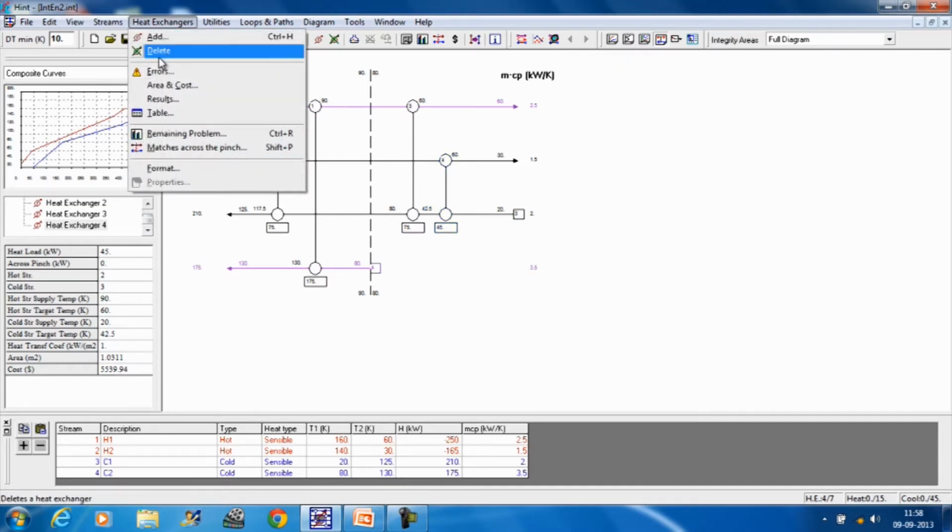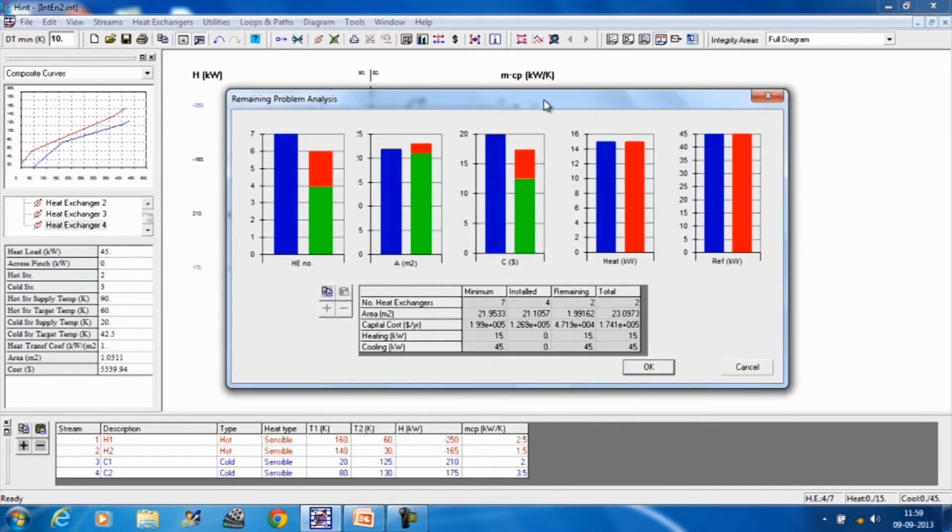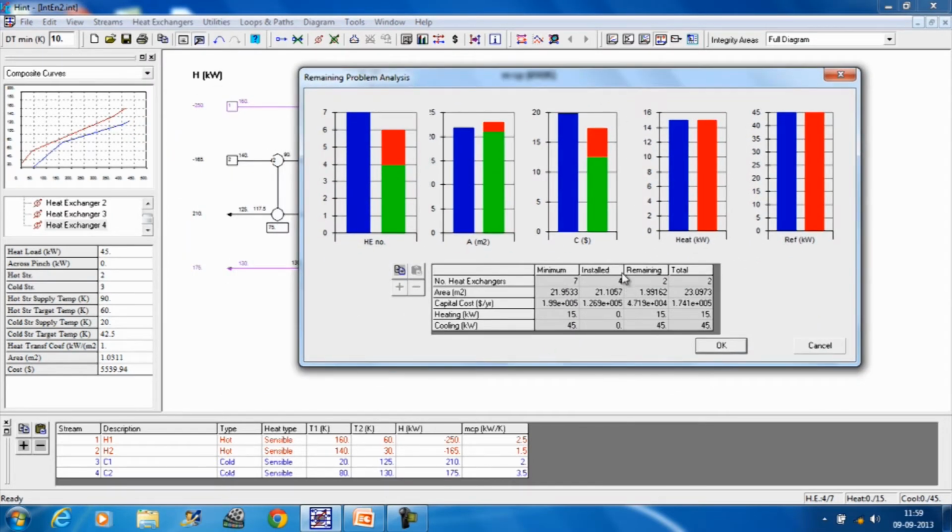Now, I again go to the remaining problem analysis. It tells that 4 heat exchangers have been installed. The combined area of the 4 installed heat exchangers is 21.1057. There are 2 heat exchangers remaining. We know that cooler and heaters are remaining, and the combined area of those 2 remaining heat exchangers is 1.99162, and the area is almost constant as before, that is 23.0973. So, we take it OK.